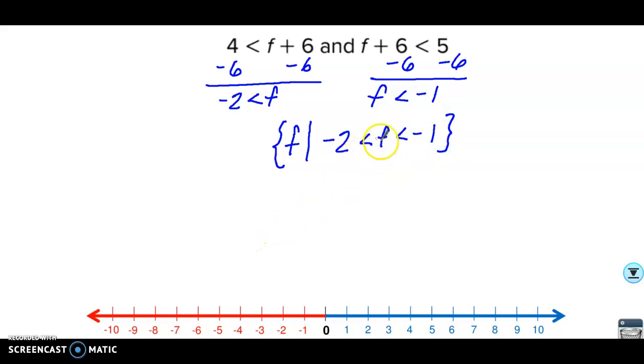To graph this, you'll notice that both of these are just less than signs. They don't have the or equal to. So we're going to have open circles at -2 and -1. Open circle there, open circle there. And the only values of f that solve this system are the numbers in between -1 and -2. It's kind of a small shaded area there. Okay.